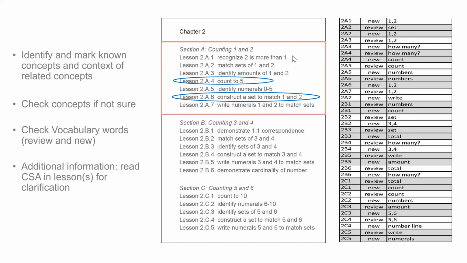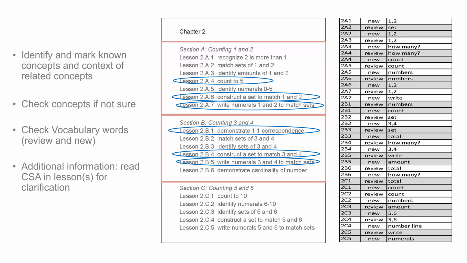Section B, I'm looking here that same student can demonstrate one-to-one correspondence. That's great. That's a necessary skill. Student can construct a set to match the numerals of 3 and 4 and can write the numerals 3 and 4 to match the sets. That's good. My student is really solid here in counting sets 1 through 4.